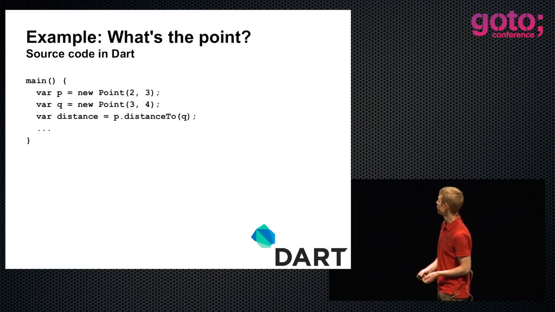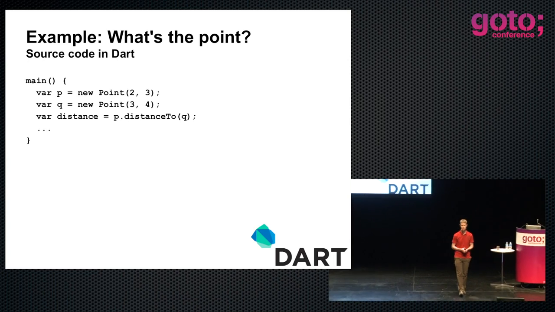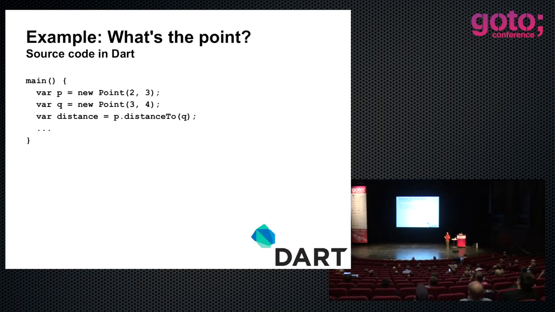So here's a small example, more Dart code. It has a main method, and it creates 2 points. In this case, I decided not to put static type annotations on the P and Q variables. So this looks very much like JavaScript code. It computes 2 points, as I said, P and Q, by calling the constructors of those things, and then it computes the distance from P to Q.